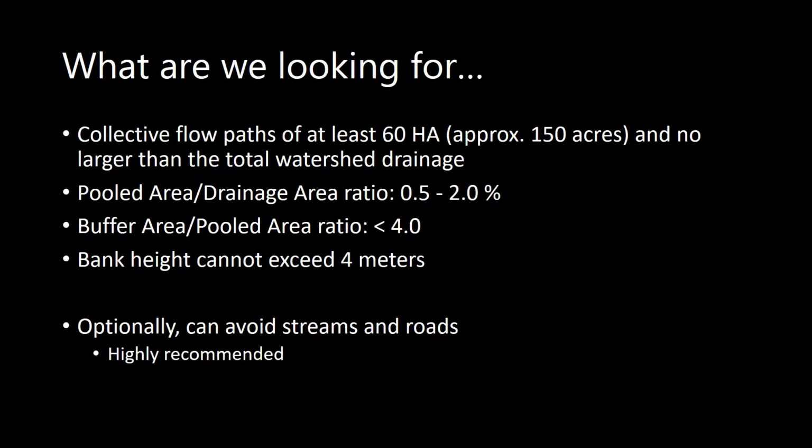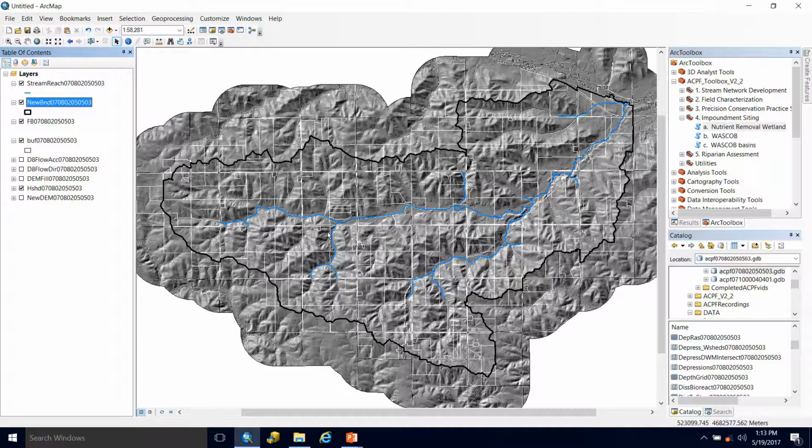Optionally as well in the tool, you can choose to avoid streams and roads, which is highly recommended. You're not going to build a wetland that is going to flood out a roadway, and you don't really want it to flood out a stream either. Alright, so let's go ahead and run the tool. It can take a while, so if you're doing this along with me, I recommend starting it now.